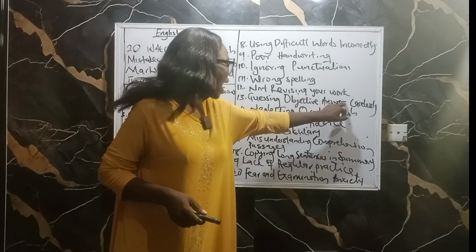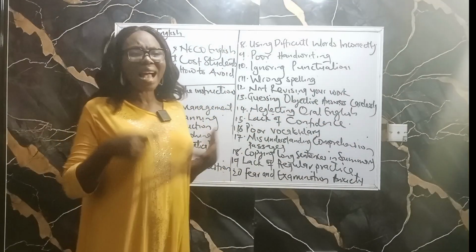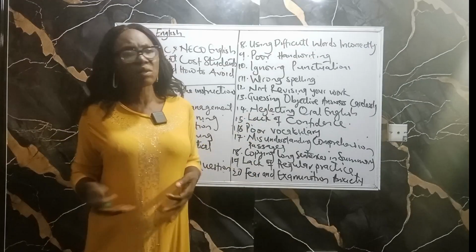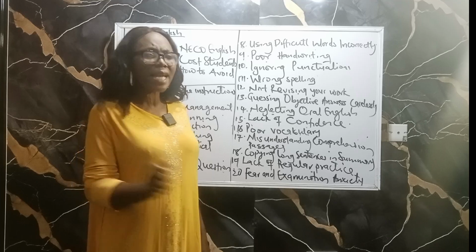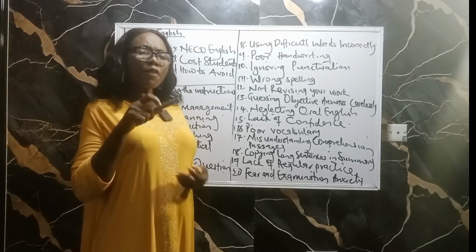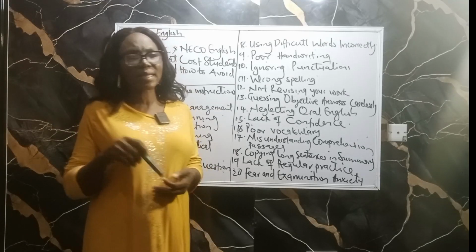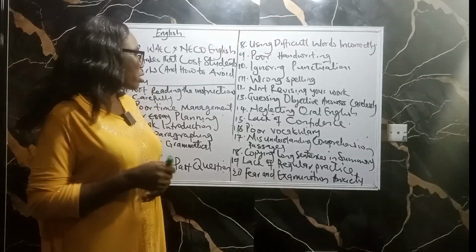Guessing objective answers. Some students answer their objective randomly. No, it's not supposed to be so. How do you do it? First of all, eliminate the wrong ones. It will give you a chance to pick the correct answers or to make the right choice.